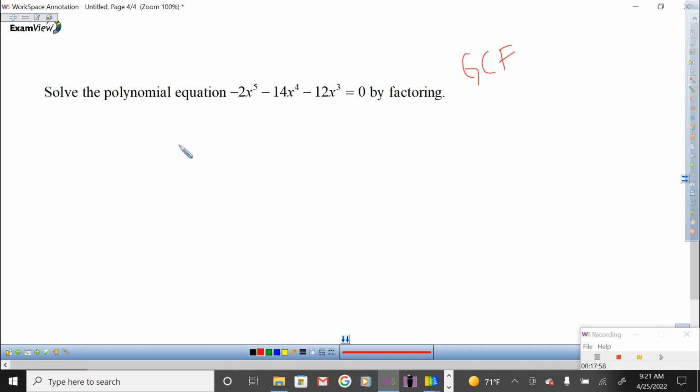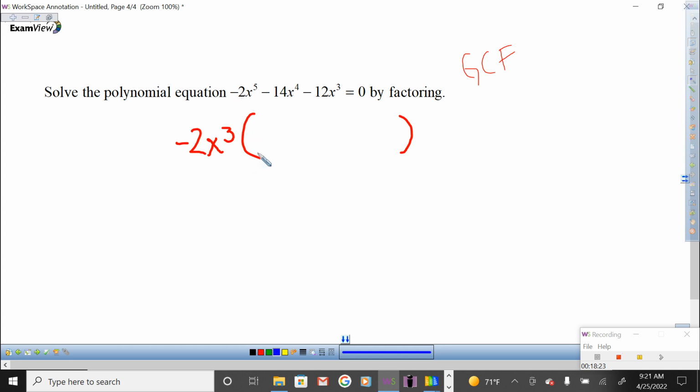Negative what? Negative 2 so far. What else? Does each term have an x? Yes. How about an x squared? Yes. How about an x cubed? Yes. How about an x fourth? No. The highest is x to the third. So that's going to be our GCF. So what do we have left? We're left with negative 2.